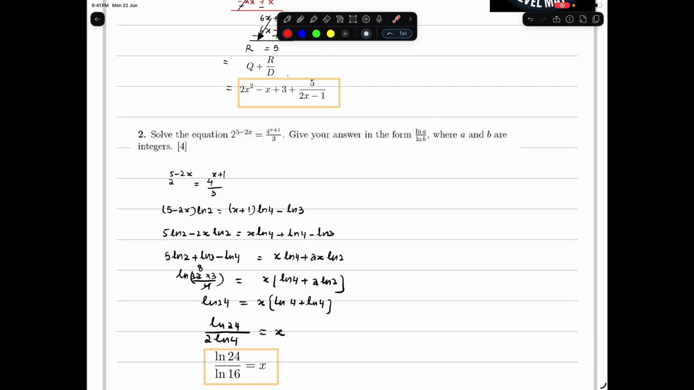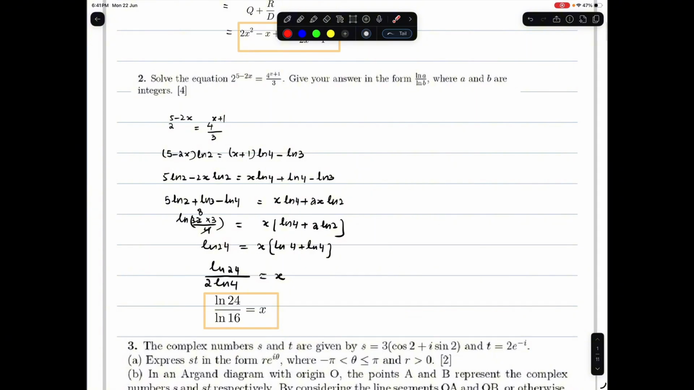Question number 2, 4 marks. Solve the equation 2 raised to power 5 minus 2x equals 4 raised to power x plus 1 over 3, giving your answer in the form given, where a and b are integers. This question is related to logarithms. So we will simply apply the log on both sides.